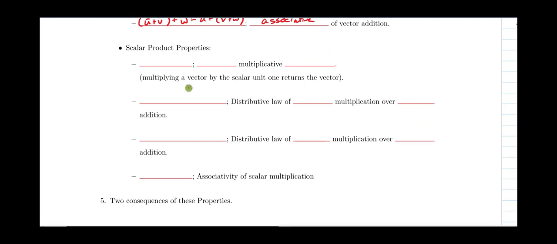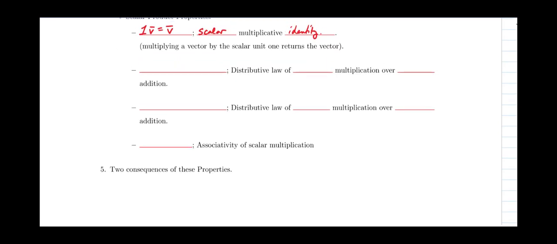The 4 scalar properties say that if we were to take the scalar 1 from our field and we were to scalar multiply it to some vector v, we just end up with the vector v. So this is called the scalar multiplicative identity. That is, when we take the number 1 and multiply it to a vector, we just end up with the same vector. Then we have our 2 distributive laws.